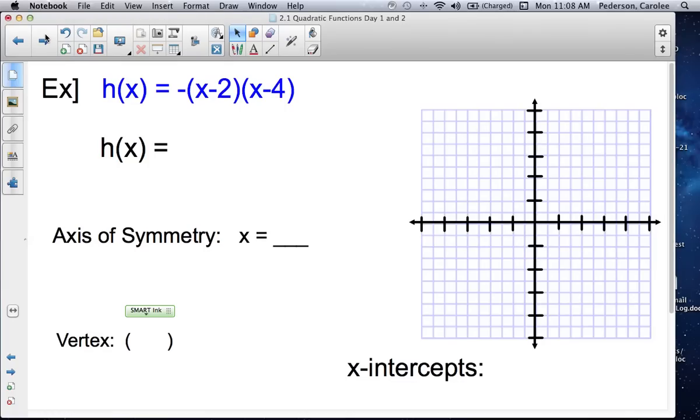All right, here's our example. h of x equals negative, and then in parentheses x minus 2 and x minus 4. This is in factored form, and we want to be able to graph it. So the first thing we want is to convert it to standard form by FOILing it out, so we can identify what is the a, the b, and the c.